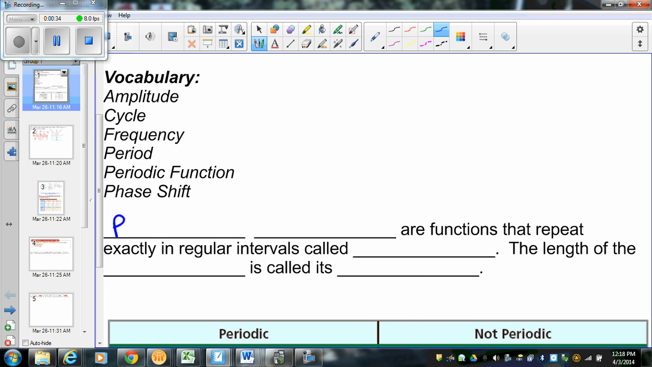Periodic functions are functions that repeat exactly, so they are exact replicas of themselves in regular intervals, and those intervals over which they repeat are called periods. The length of the period is called the cycle.